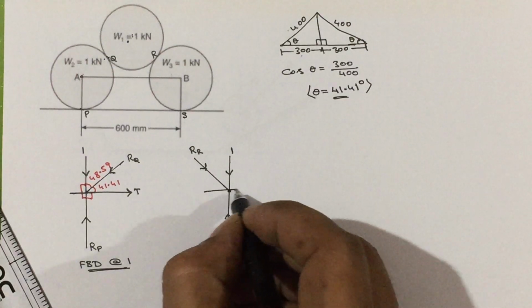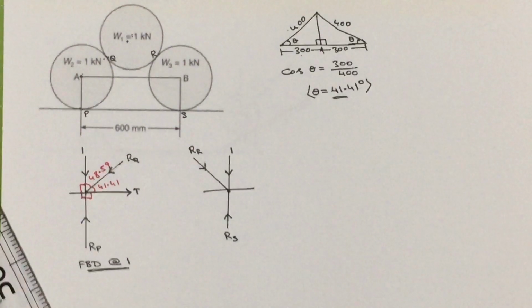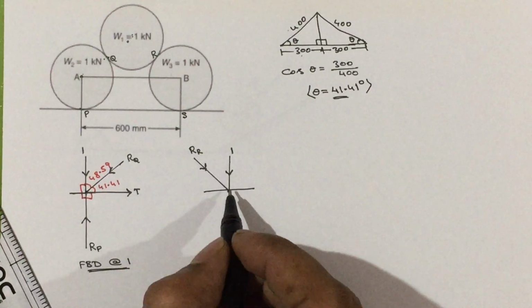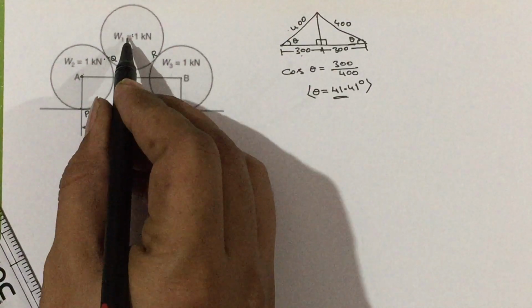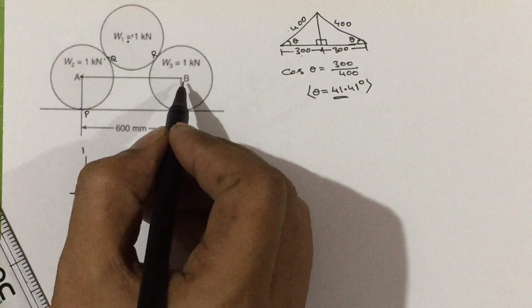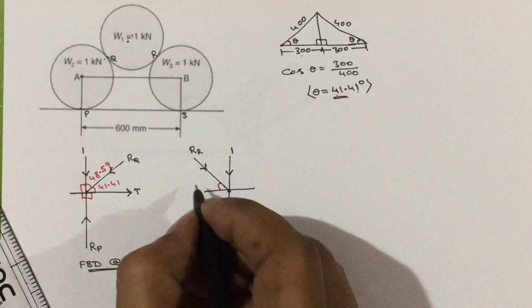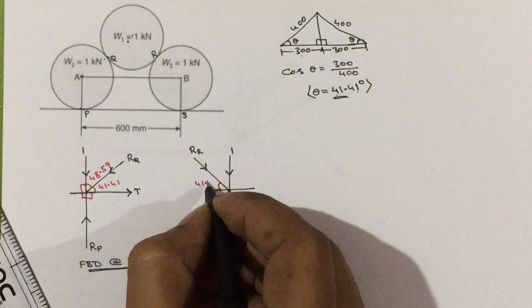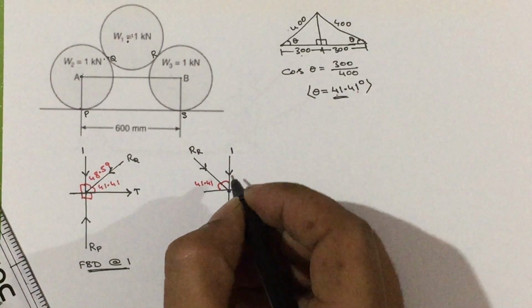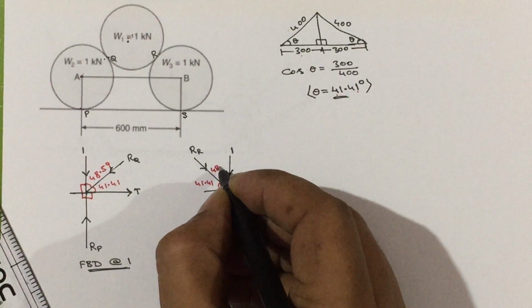Then if you want to know the angle, draw a plus mark at the point. Then this RR is nothing but the line joining the center to center of these two balls. It is inclined at an angle of 41.41 with respect to horizontal. So with respect to vertical, it will become 48.59.